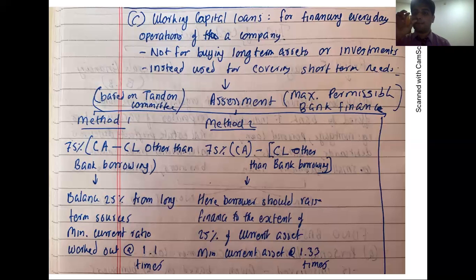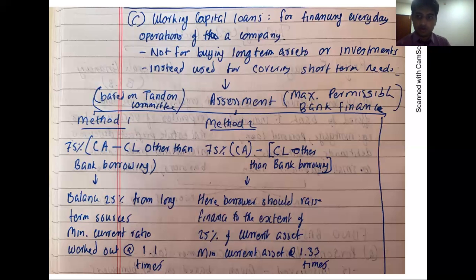Method one is 75% of current asset minus current liability other than bank borrowing. Current asset includes debtors plus stock plus other current assets, but the most important current assets are debtors and stock. Current liabilities include creditors. So we will be funding 75%. Why can we not fund 100%? Because the current asset minus current liability is the shortage of funds they have.